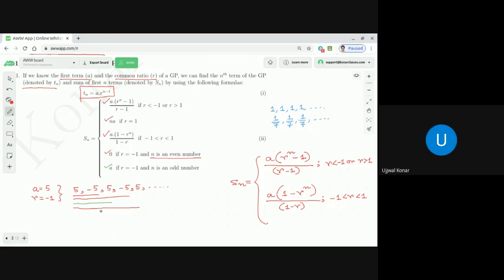So the main formulas, dear students, the major formulas are the ones I marked with a double tick. The rest are the corner cases. Clear?